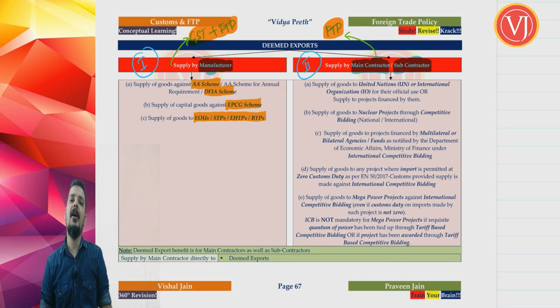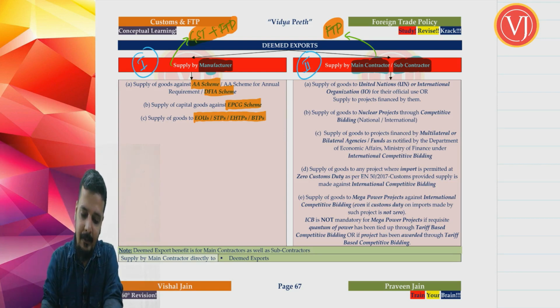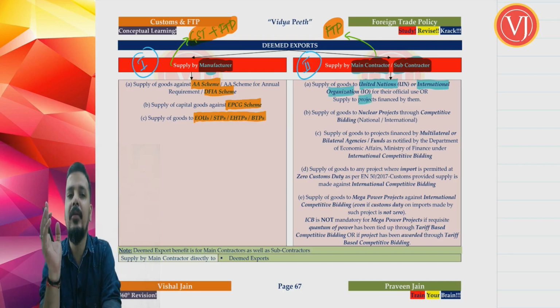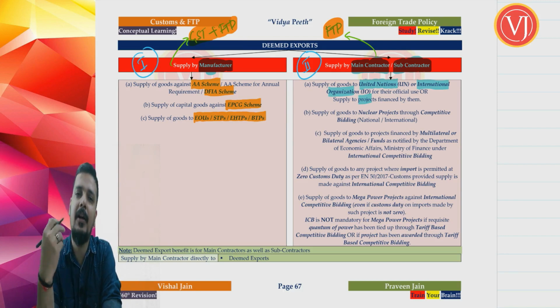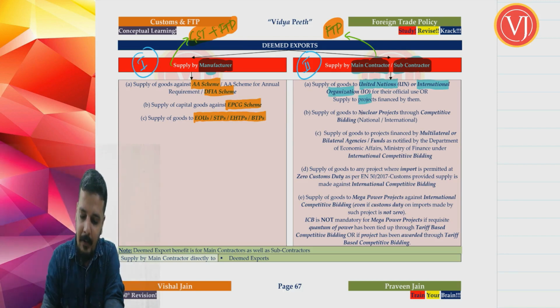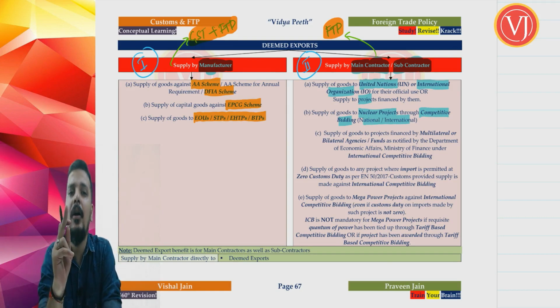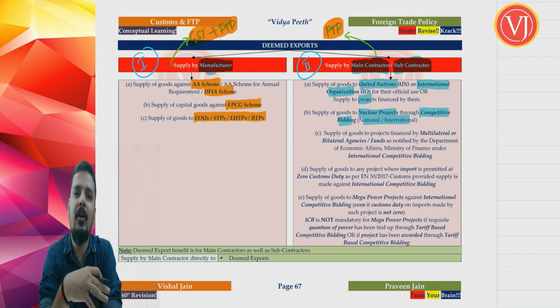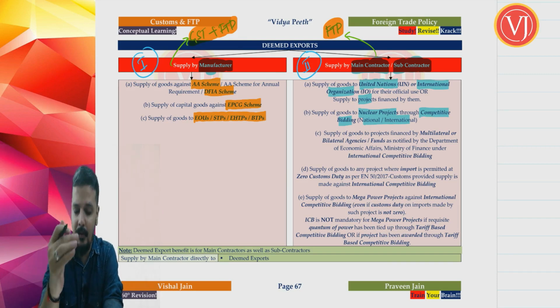And friends, the second part, where you are talking about main contractor or the subcontractor, is where the supply of goods is to the United Nations or international organizations or projects which are financed by them. So, supply of goods is to the United Nations or international organizations or any project financed by them, or supply of goods is to a nuclear project through competitive bidding, either national competitive bidding or international competitive bidding. So, supply of goods in the next case is to a nuclear project, whether it is through international competitive bidding or national competitive bidding, because from now onwards it will always be international competitive bidding.